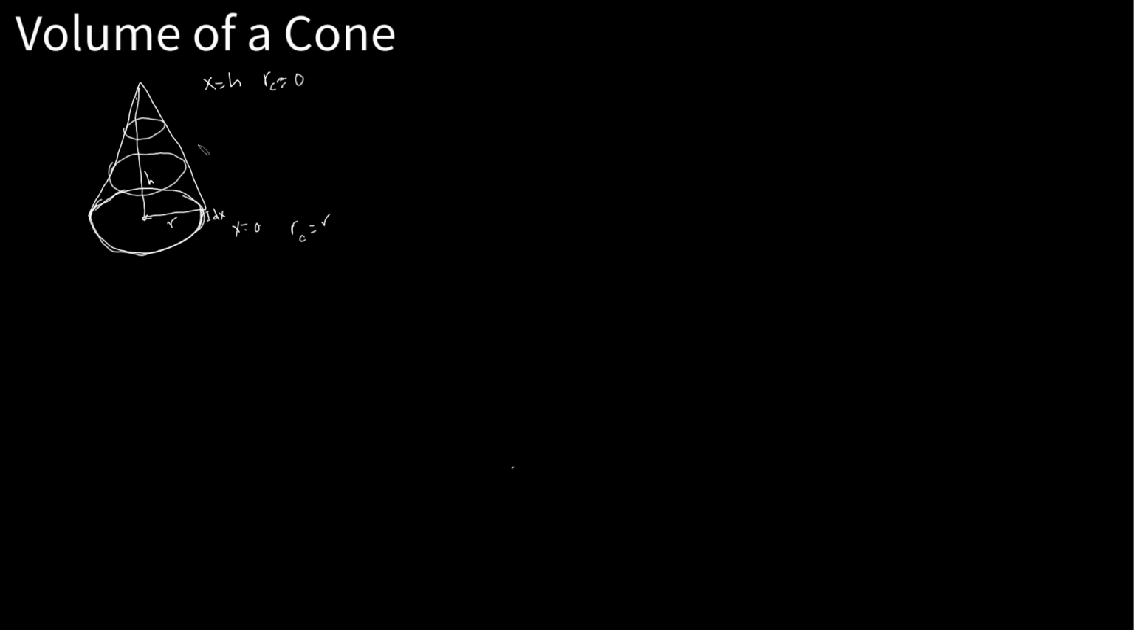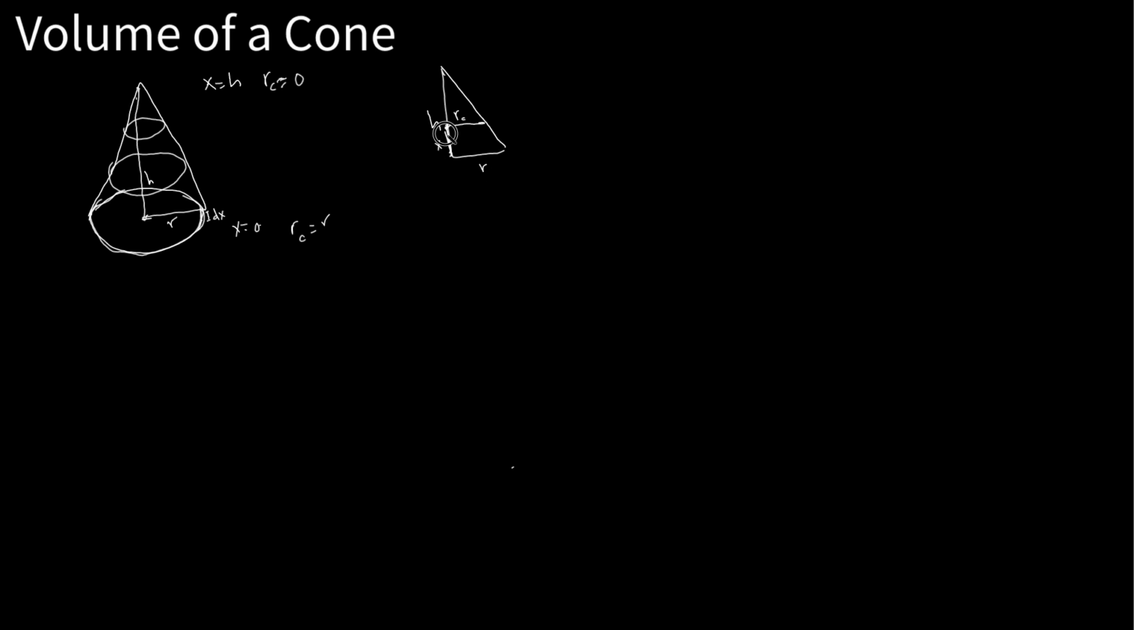And so given any arbitrary x, let's say we draw a triangle here, which is basically this part of the cone, the middle section of height h and radius r. Then at any arbitrary height x, we want to come up with a formula for r sub c, right? So how do we do that?